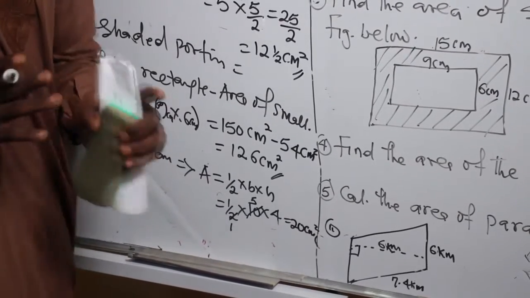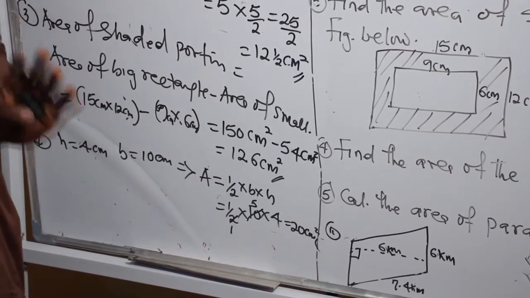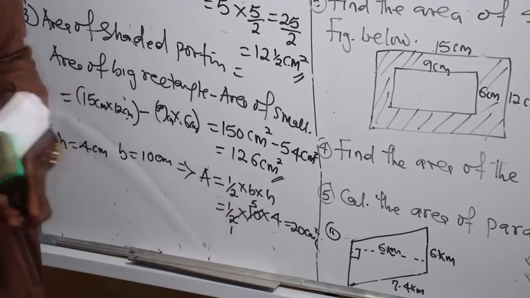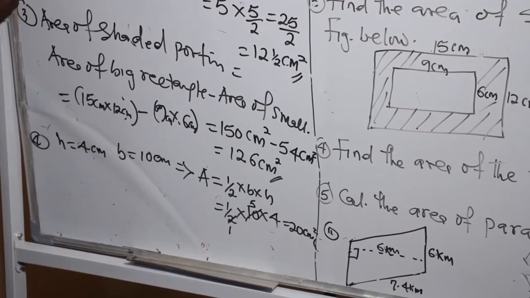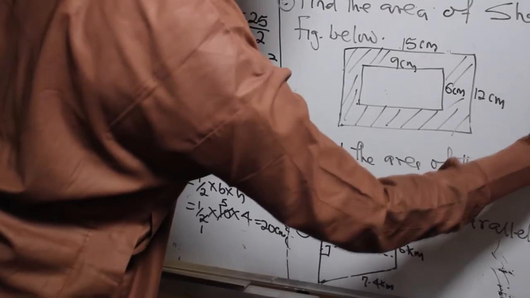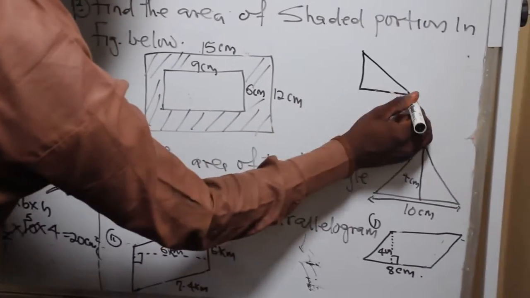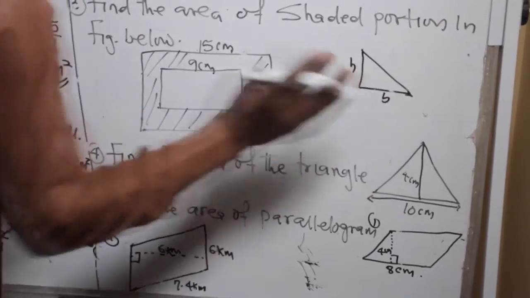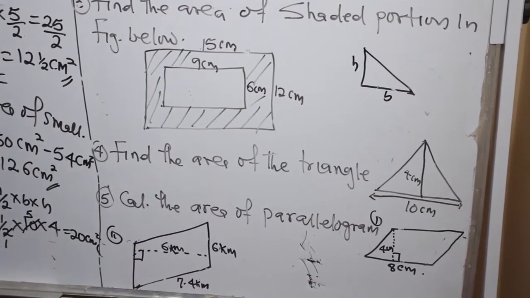So take note, whenever you are asked to find the area of any triangle, that is what you are going to use: 1 over 2 times base times height. Some students used to get confused. In this type of triangle, there are some triangles that can be given like this, maybe a right angle triangle. So please take note. This still remains your height and this is going to be your base. So the formula remains the same.